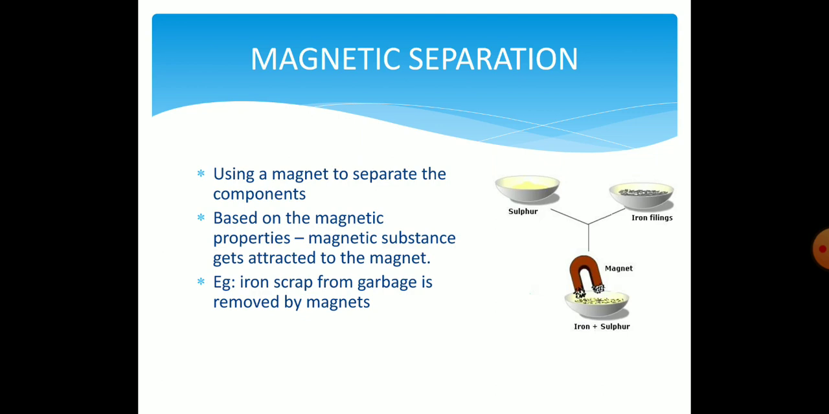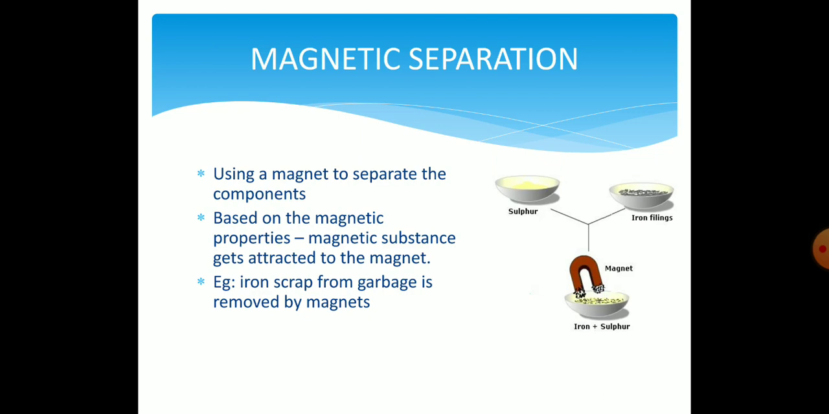Here I have shown an example of sulfur and iron filings. Sulfur and iron filings are mixed together, and the moment you take a magnet near that mixture, all the iron filings will stick to the magnet.